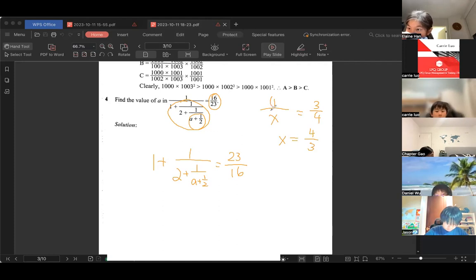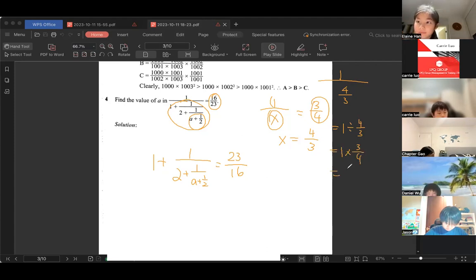Whenever you have 1 over anything, it's just this one flipped. You can see 1 over 4 over 3 equals 1 divided by 4 over 3 equals 1 times 3 over 4 equals 3 over 4. When you see 1 over anything, if the bottom is a fraction, you just flip it. Get it? So that's why the thing underneath the 1 over equals the reciprocal of 16 over 23.